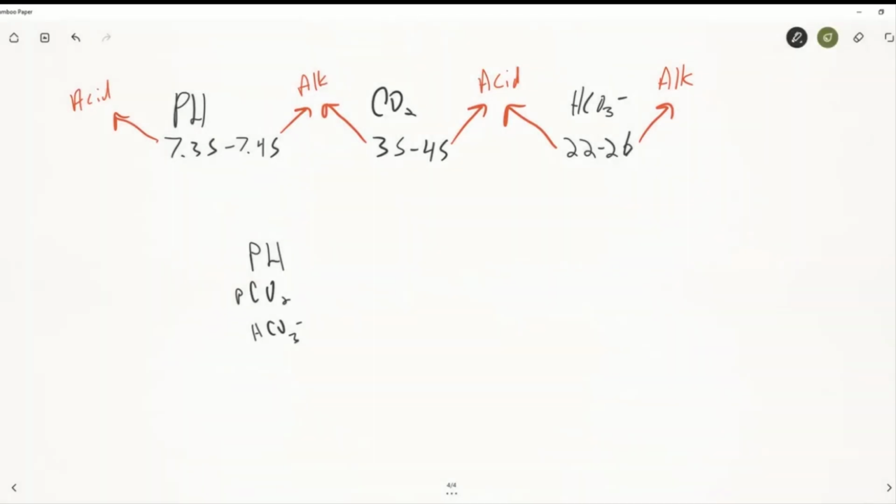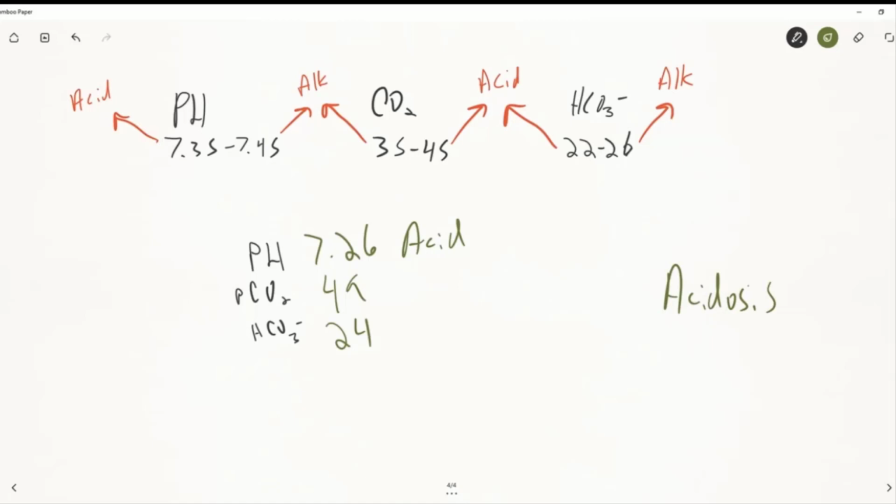Next, pH 7.26, CO2 49, bicarb 24. Well, what's the first thing that we do? You tell me. We're going to look at that pH. 7.26 is below 7.35, so this is acidic. That tells us what? This person has acidosis.